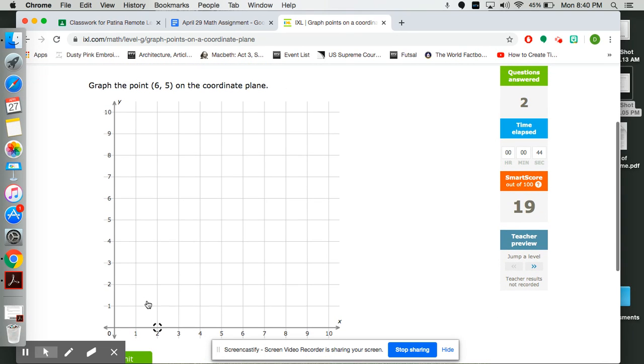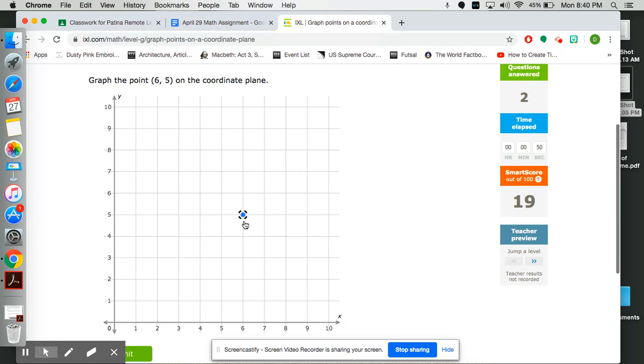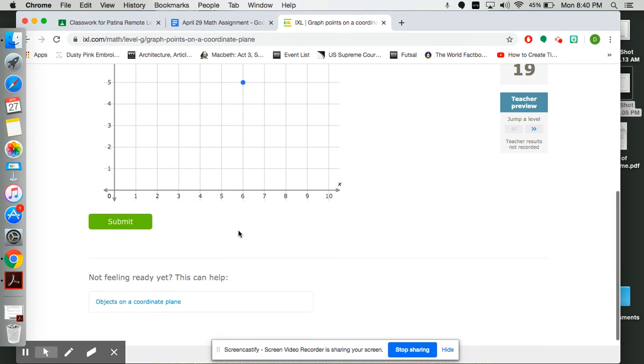Let's try to do 6, comma 5. 1, 2, 3, 4, 5, 6. 1, 2, 3, 4, 5. 6 was my x, 5 was my y. 6 on the x-axis, 5 up. Remember, x is across, y is up.